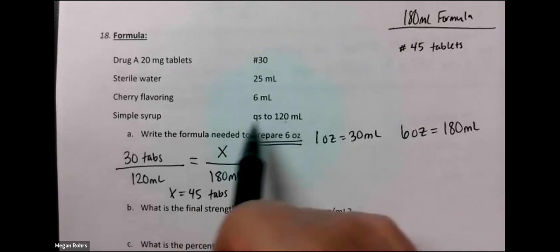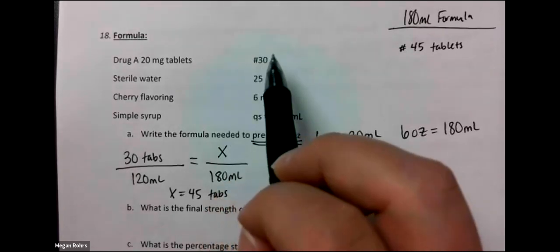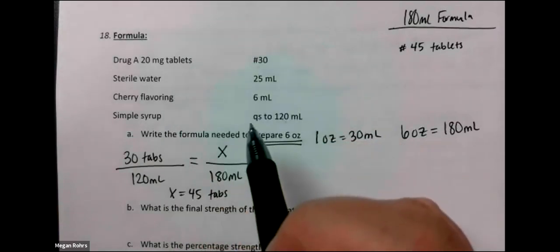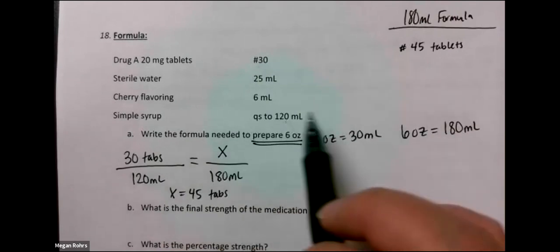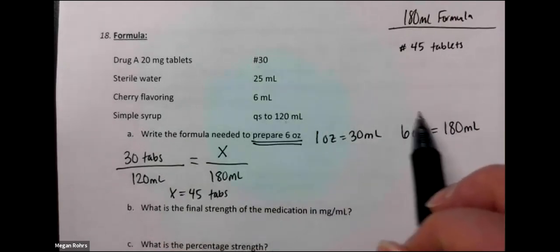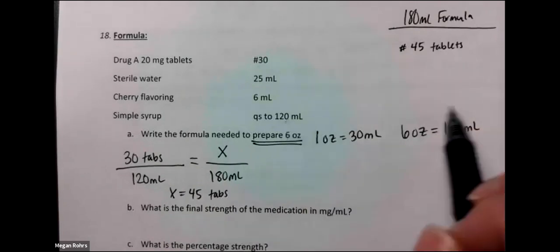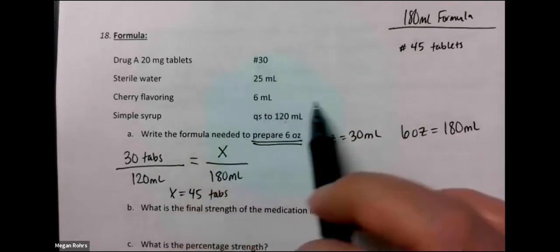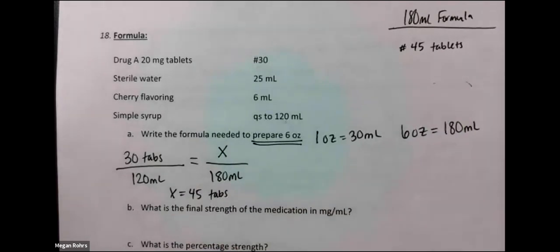Now, simple syrup. We can't determine how much simple syrup we will need here because we have tablets. We're going to crush those tablets up. They're going to dissolve and take up volume of their own. So in this formula, when we get to simple syrup, we would say QS to our new total, which is 180. So QS to 180 with the simple syrup. So solve for the water and the cherry flavoring on your own here.